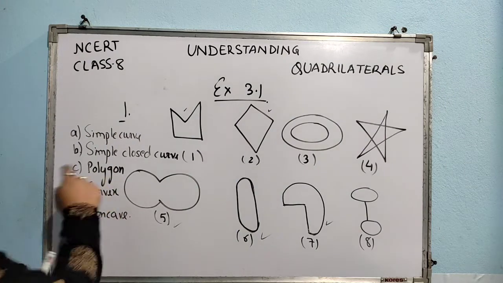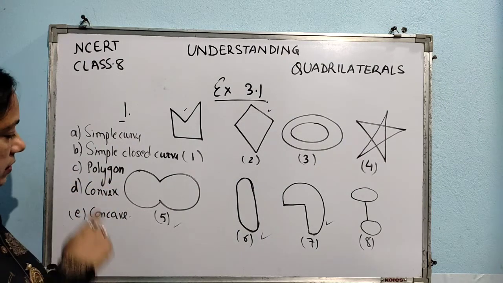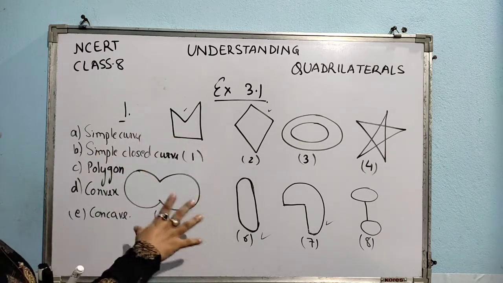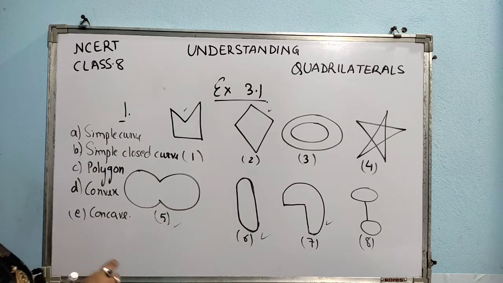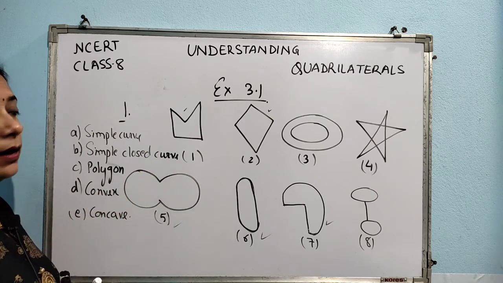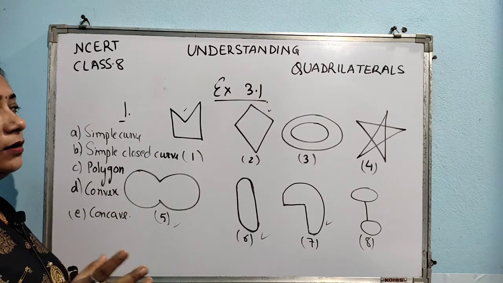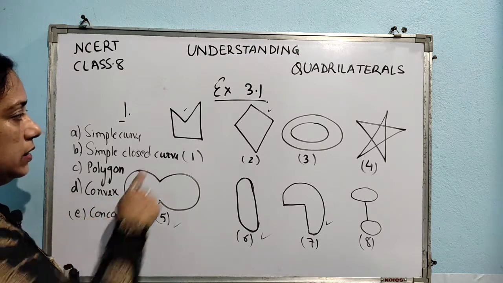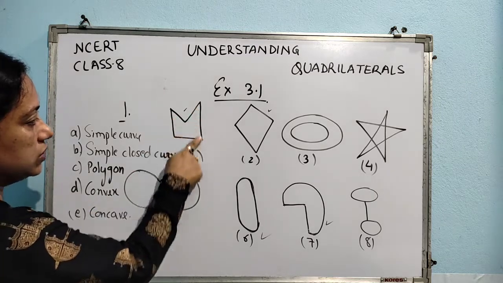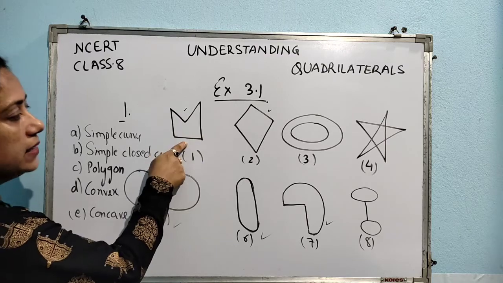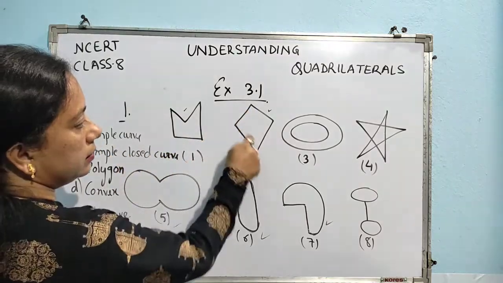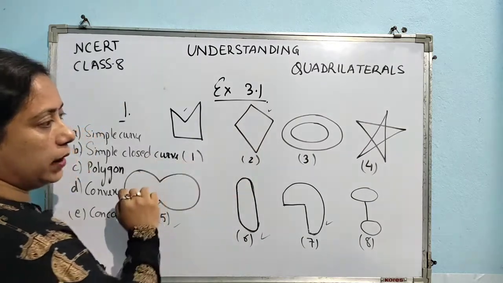Now coming to polygon, this sixth C part is polygon. You have to find out those figures which are polygons. Now what is a polygon? A polygon is a closed figure made up of line segments only. So see this one, it is a closed figure and it has only line segments, so this is a polygon. Here again it is made up of line segments, it is a polygon.